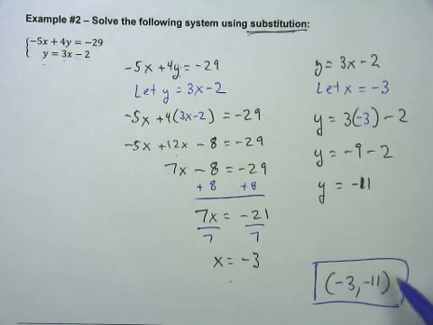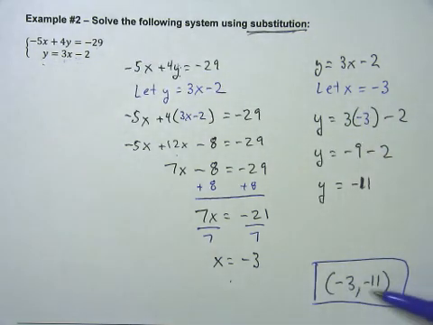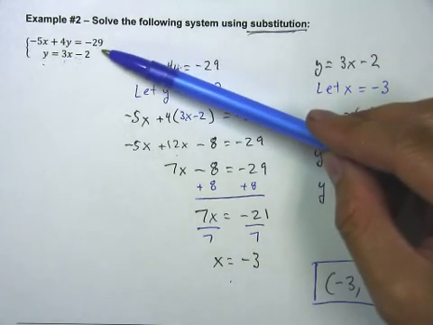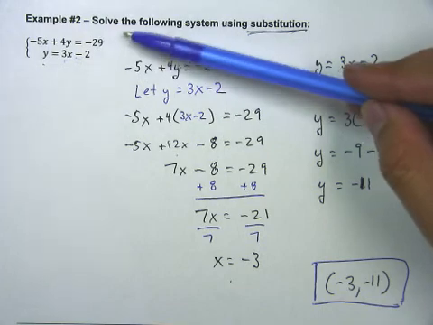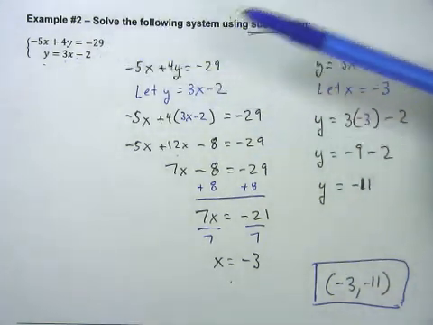Let me just again talk about what that means. Negative 3 comma negative 11, this is the point where these two lines would intersect. This is the ordered pair that makes both of these statements true statements if we substitute negative 3 for x and negative 11 for y. This is the one point where the x and y for both those equations is the same.